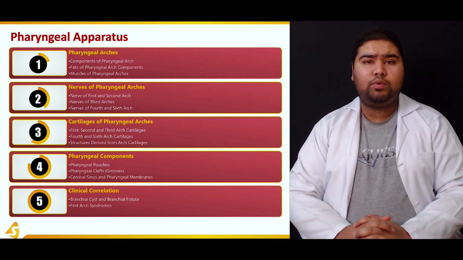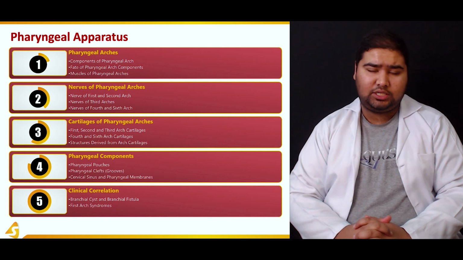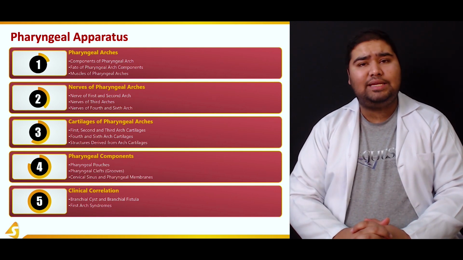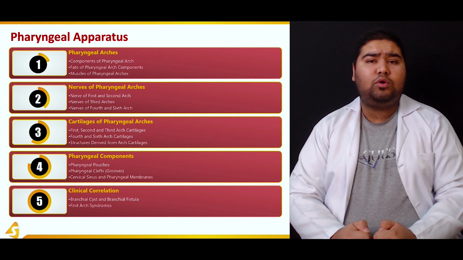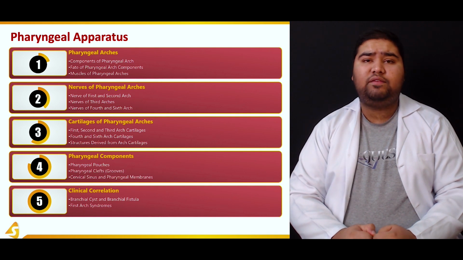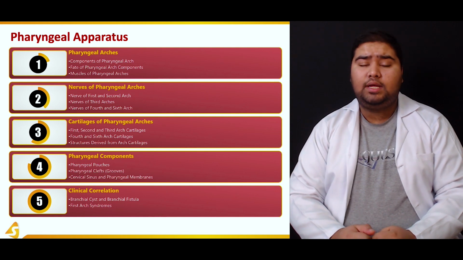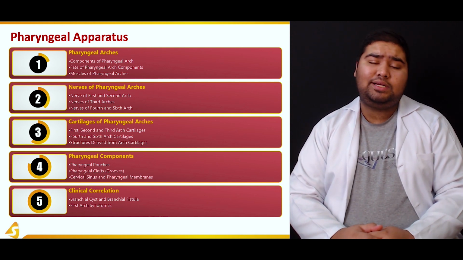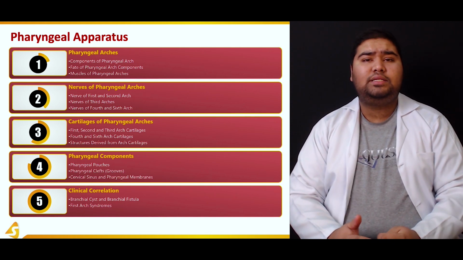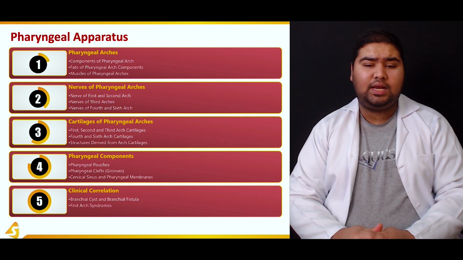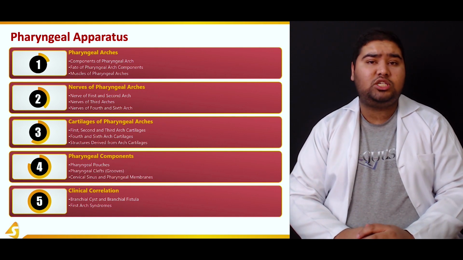In the third section, we'll be talking about the various cartilaginous components that are formed by the pharyngeal arches. In this section, we'll again deal with the pharyngeal arches individually. That is, we'll see what cartilaginous components are formed by the first pharyngeal arch. What are the cartilaginous derivatives of the second pharyngeal arch? We'll see the cartilaginous derivatives of the third pharyngeal arch, and finally we'll see the cartilaginous derivatives of the fourth and sixth pharyngeal arches.